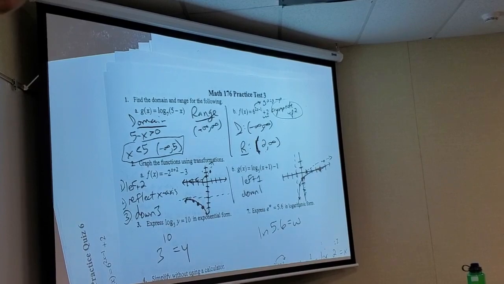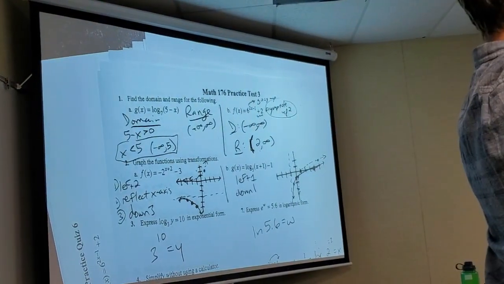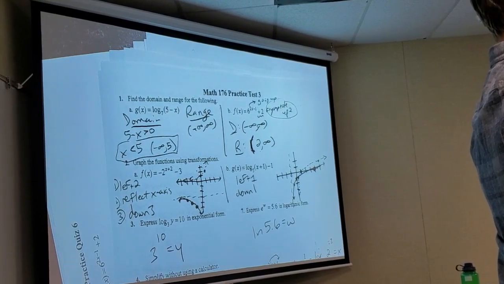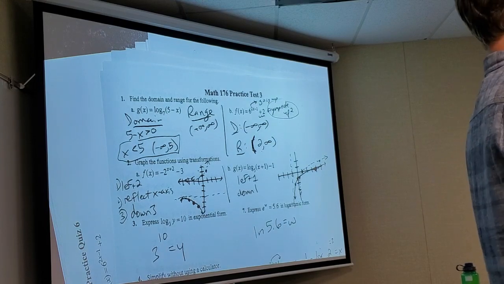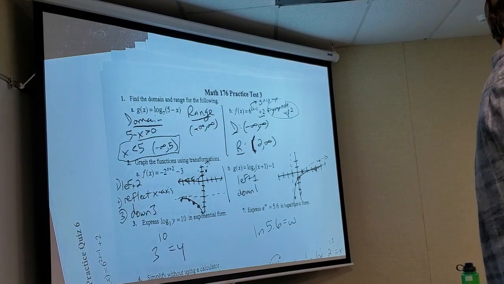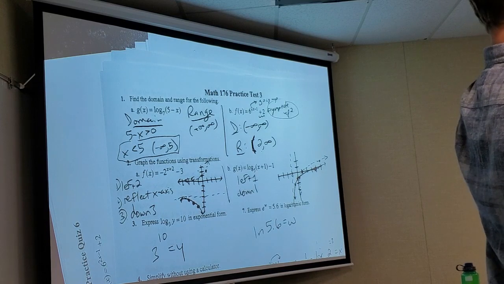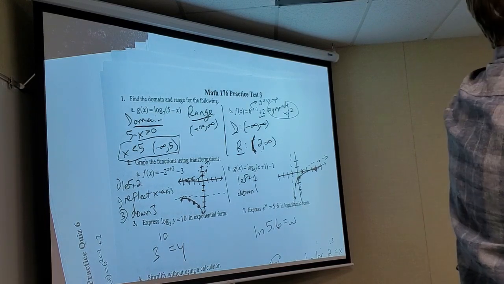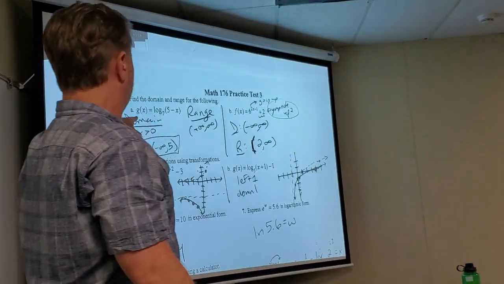And then how are logs and exponentials related to each other? They're inverses. So the domain of one is the range of the other. The range of one is the domain of the other. So if the domain of an exponential is all real numbers, the range of a log is all real. And again, what's a log look like? So a log looks like this, right? It goes all the way down, and it goes all the way up. So the range is all real numbers, negative infinity to infinity.